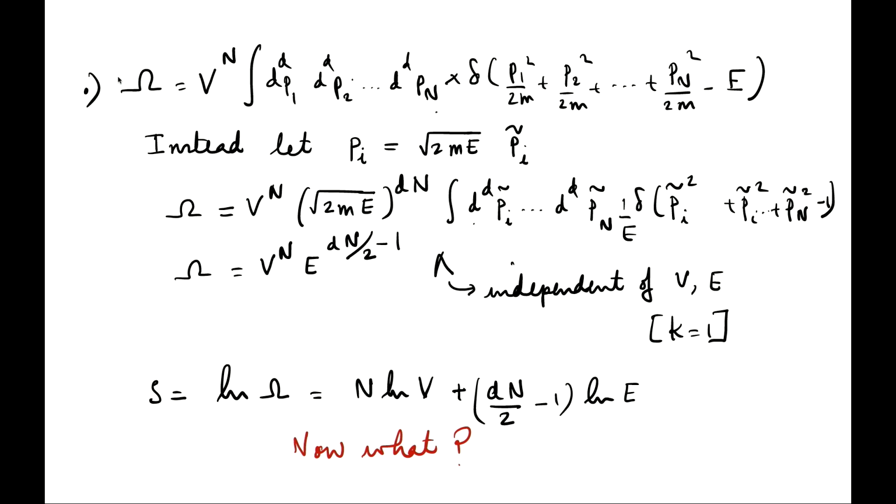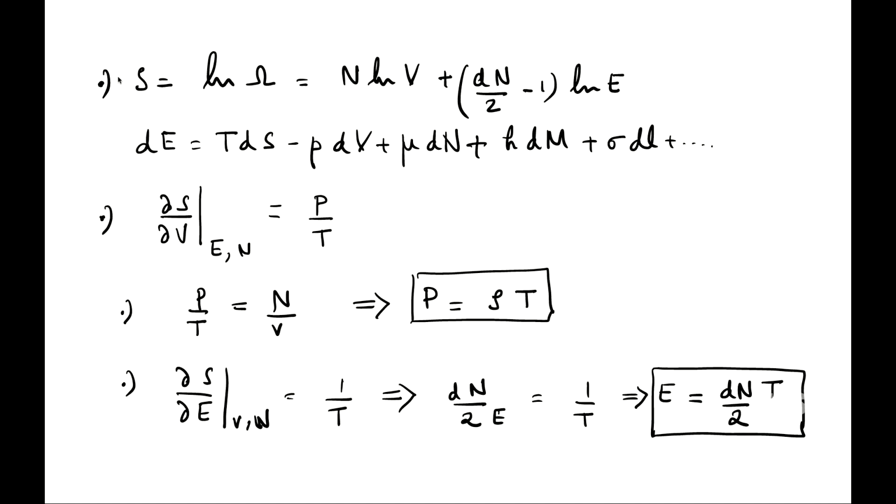So we started with an ideal gas, and now we have got a macroscopic quantity, the entropy, from here. Then what do I do with that? Now I go back to my fundamental relations of thermodynamics. I go back to this equation: dE is TdS minus PdV plus mu dN plus HdM plus sigma dL. And I look at this expression and I ask, if I do del S by del V at constant energy, constant number of particles, then I get P by T.